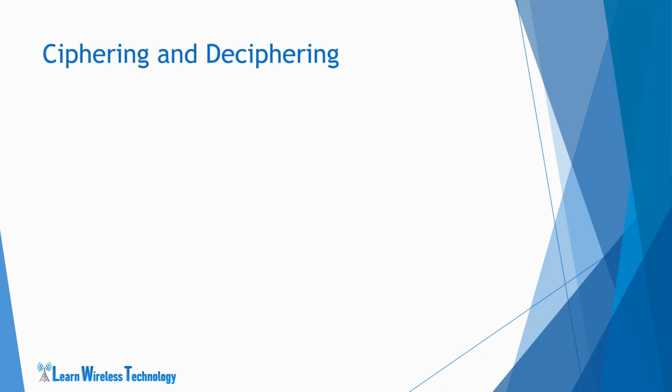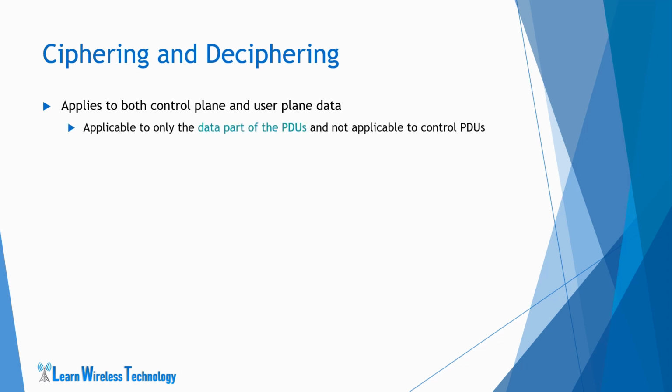The next procedure is ciphering and deciphering. PDCP performs the ciphering and deciphering functions which applies to both control plane and user plane data. Ciphering is applicable to only the data part of the PDUs. It is not applicable to control PDUs. The data part can be an uncompressed or compressed PDCP SDU. The ciphering algorithm and the key to be used are configured by upper layers.